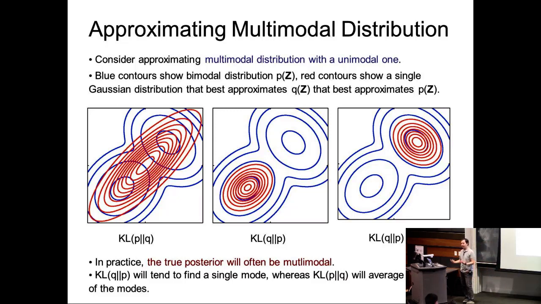So there's a bunch of different works people are trying to figure out. Maybe your posterior should not be just a simple Gaussian or a simple factorial approximation. Maybe it should be multimodal, maybe a mixture of 10 modes. And there's a lot of work people are trying to do that. So KLQP will tend to find a single mode. KLPQ will average across all the modes. So you get to choose your own.